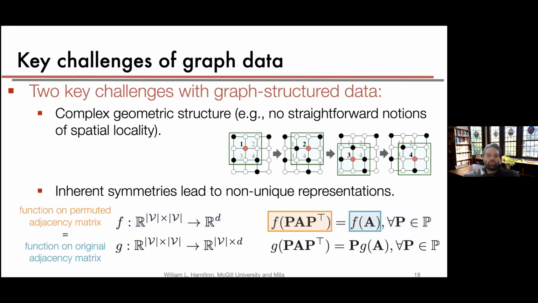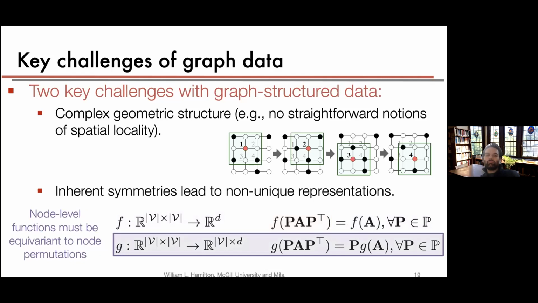invariant to node permutations. What I mean by that is if we permute the adjacency matrix, then applying our representation, our deep learning function F, we should get the same output no matter if we permute the adjacency matrix. The order of nodes in the adjacency matrix is just an arbitrary decision that we make. And this means that there's an inherent symmetry that we must account for in our learning.